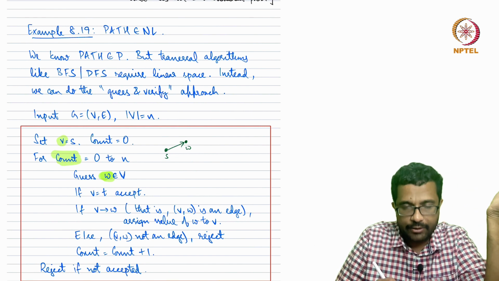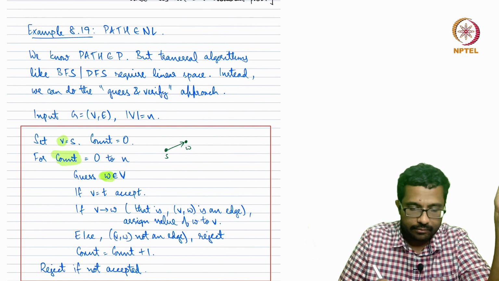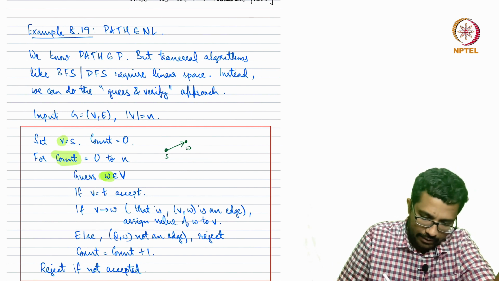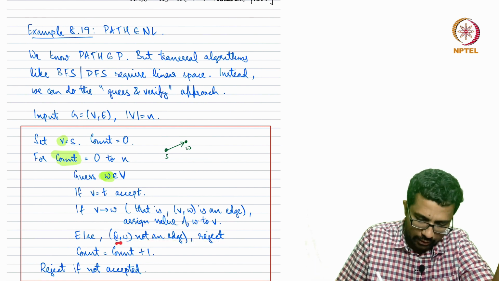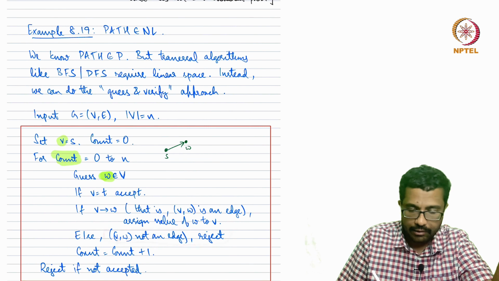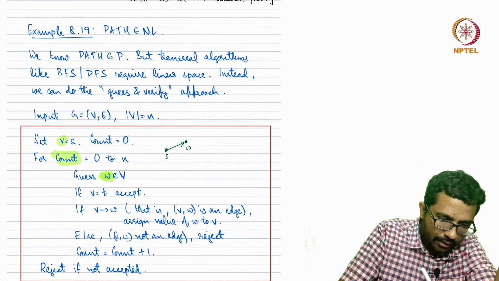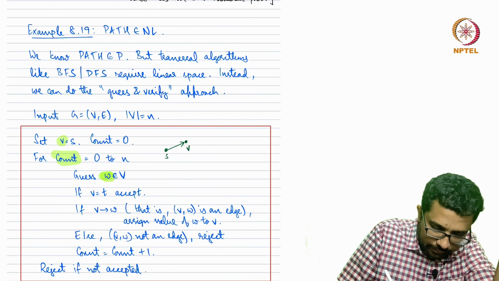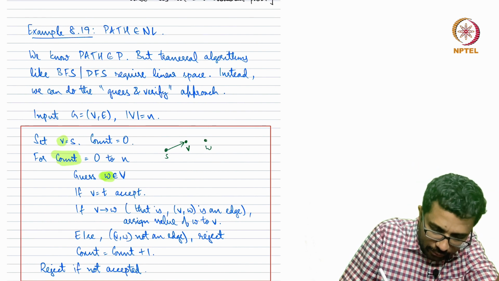If there is an edge from S to W, we continue. If there is no such edge, we stop and reject. So if V to W is an edge, then we continue; if it is not an edge, we reject. How do we continue? We assign V to be the value of W, so now this becomes V. Now we guess yet another W, a new W.